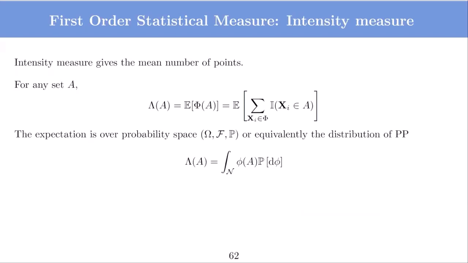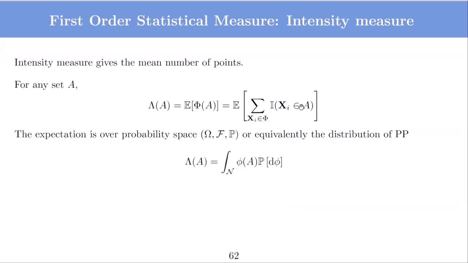I can also write it in the following way. Phi of A is the summation of the indicator of x_i belongs to A, and this summation is over all points. We go to each point and ask, are you in A? If it says yes, you add it, and you get the total number of points in A. This is a random variable because Phi is a random process, so Phi is a random quantity, and the x_i are also random quantities. If I take the expectation with respect to Phi, what I get is the average number of points in A.